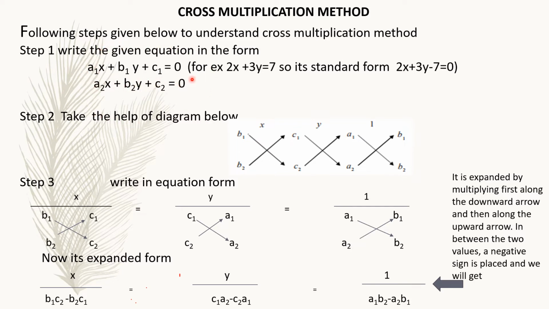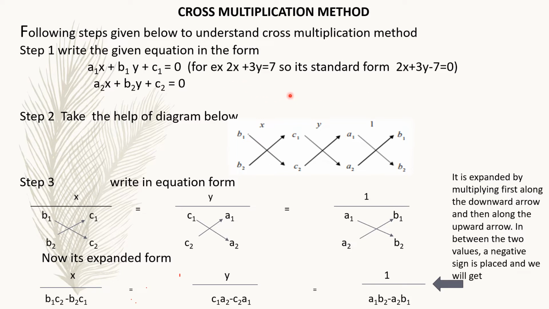Whatever equations are given, you have to write them in that form, a1x plus b1y plus c1 equals 0 and a2x plus b2y plus c2 equals 0, because we are talking about a pair of linear equations in two variables. So first of all, arrange the given equations in this standard form. For example, 2x plus 3y equals 7, we write as 2x plus 3y minus 7 equals 0, and 5x plus 3y equals 5, we write as 5x plus 3y minus 5 equals 0. Here these equations are arranged in their standard forms.